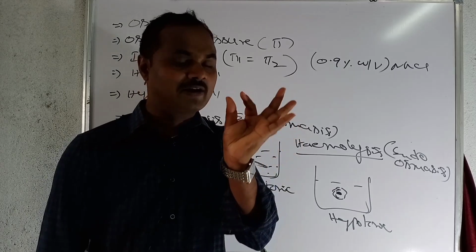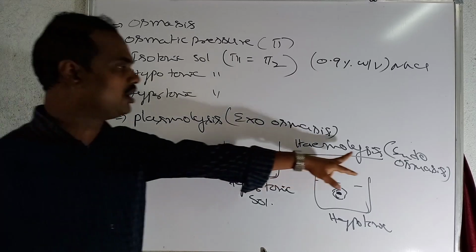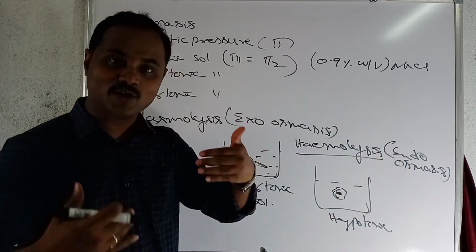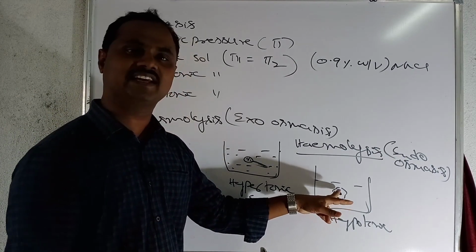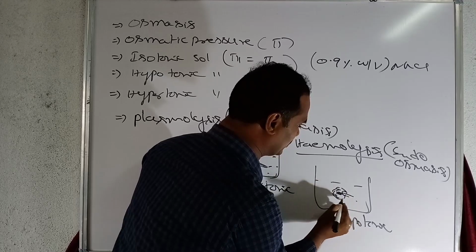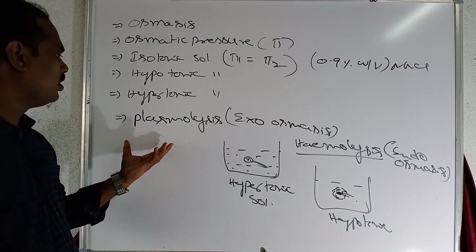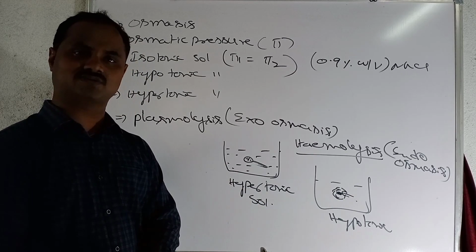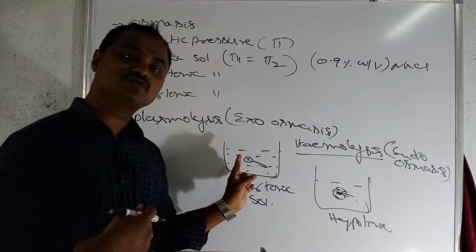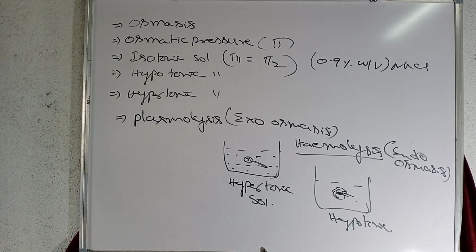Hemolysis takes place when a cell is kept in hypotonic solution, that we call endoosmosis. Endo is nothing but entering inside. Here fluid enters inside the cell, it comes inside. That is endoosmosis. Plasmolysis is exoosmosis. When a plant cell is kept in a hypertonic solution, fluid is lost from the cell to the solution. That is what we call plasmolysis. Next we are going to reverse osmosis.